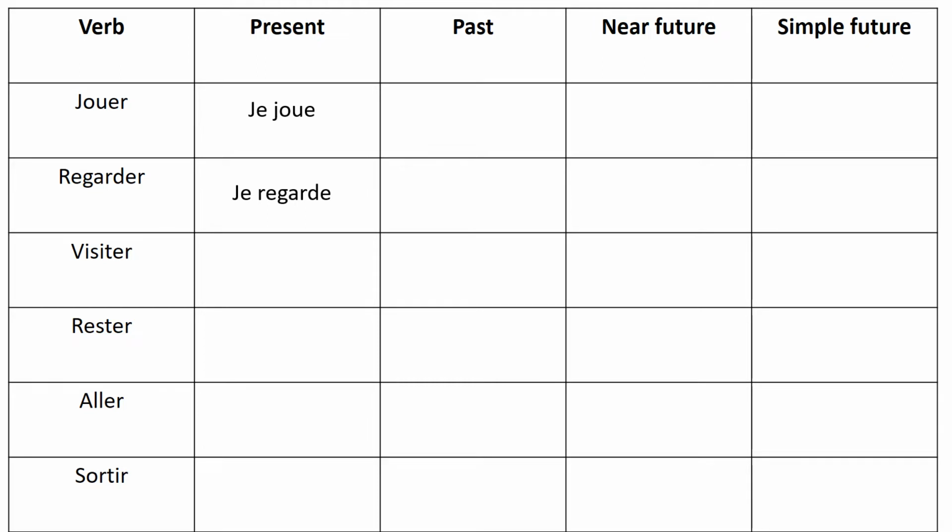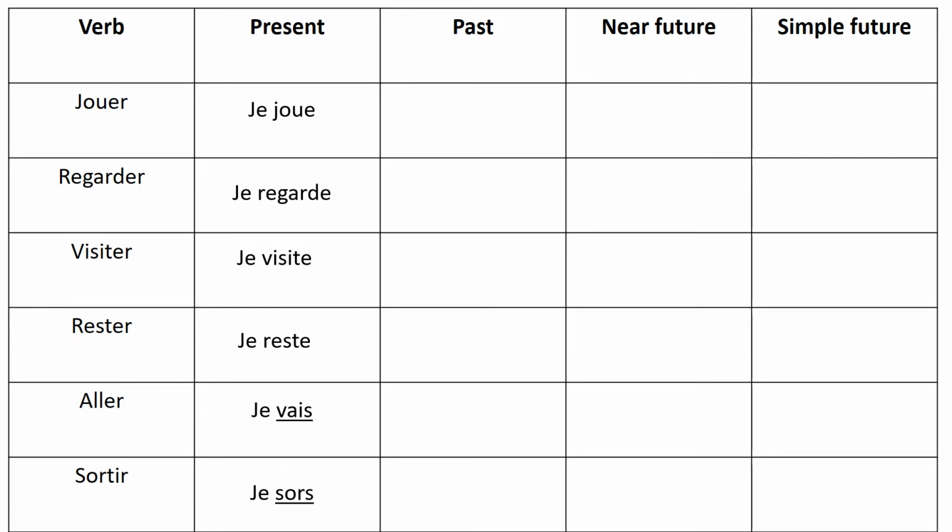Je regarde is the present tense for the verb regarder. As you then may be able to guess, je visite for the verb visiter. Je reste for the verb rester. Aller is irregular, which is why it's underlined. So this is one of the ones that you have to learn, because as you can see from the ones above, it doesn't follow the pattern. So je vais is the present tense form of aller, I go. And the last one, je sors, is the present tense je form of sortir. Again, this is an irregular verb in this tense, in this form.